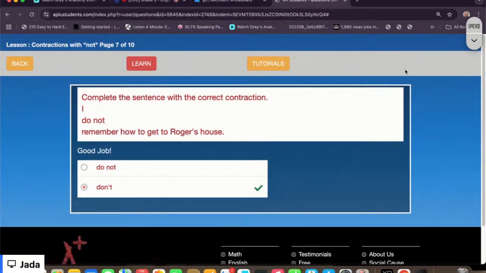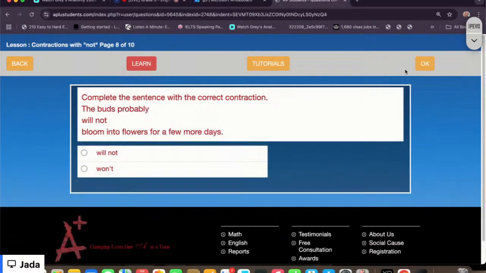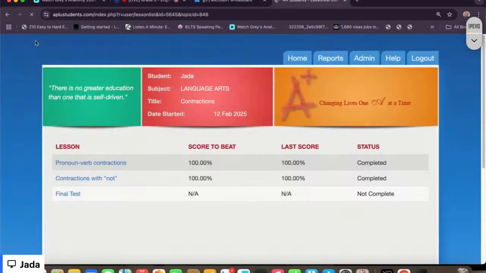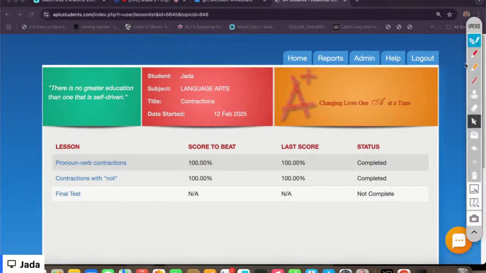Okay. So that's it for our lesson on the contraction. You guys have to complete this lesson, okay? So if you haven't done this lesson before, you have to make sure you finish it and then you do the final test also. And when you're doing it, if you still need more help, you can click on this chat button. We have more tutors there available to help you. Okay?